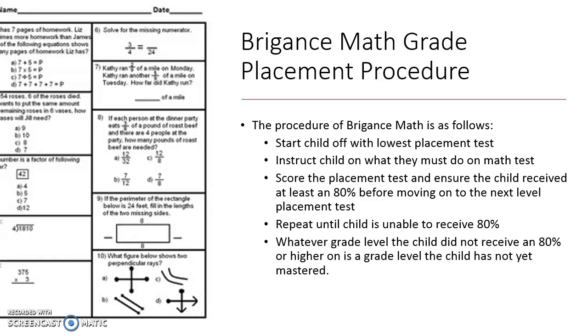Score the placement test and ensure the child received at least an 80% before moving on to the next level placement test. Repeat until child is unable to receive 80%. Whatever grade level the child did not receive an 80% on or higher is a grade level the child has not yet mastered.